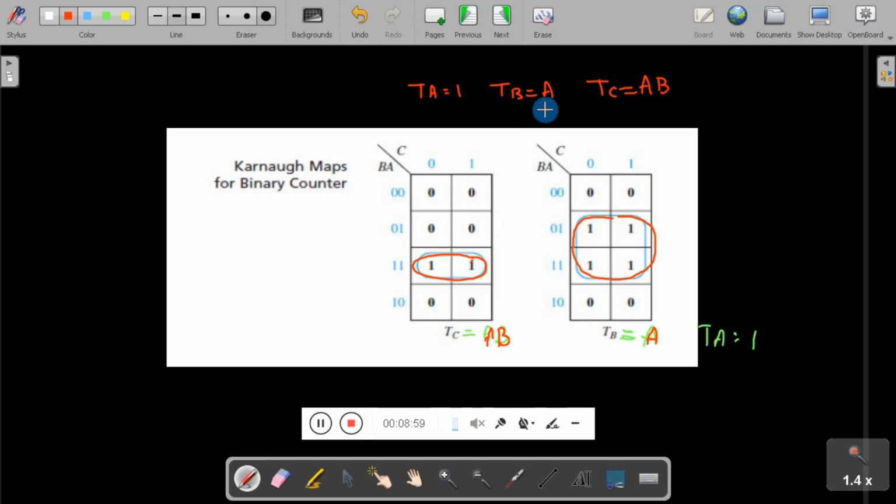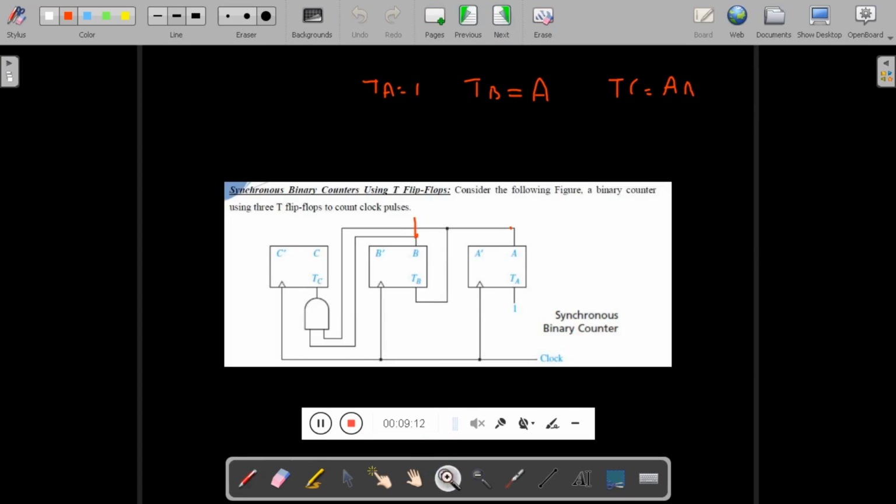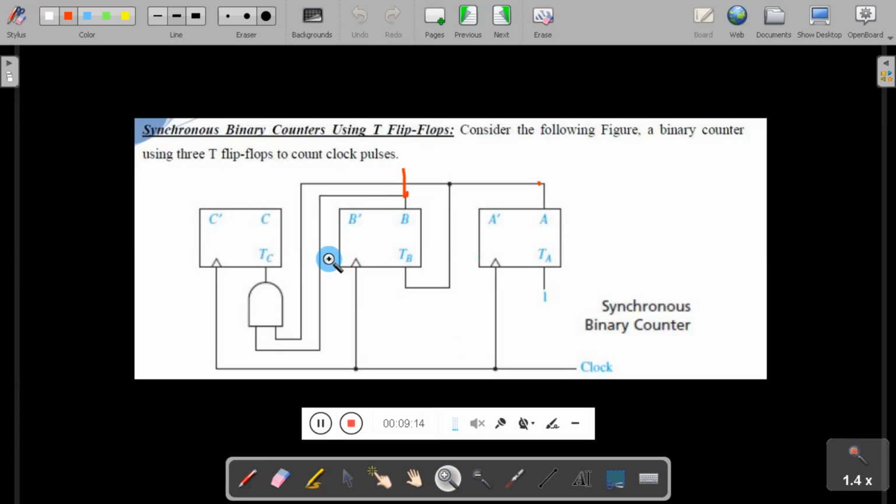Now we have to draw the circuit diagram by using T flip-flop. Since we are designing here mod 8 or 3-bit counter, we need 3 flip-flops. So we'll see that one now. Circuit diagram for mod 8 counter by using T flip-flops. I am using here 3 T flip-flops. First one I will call it as A, and this is A bar, and TA is the input. Second one is B and B bar, TB is the input. Third one is C and C bar.